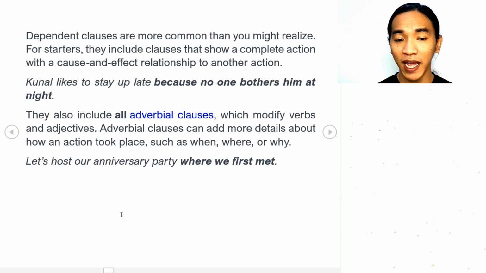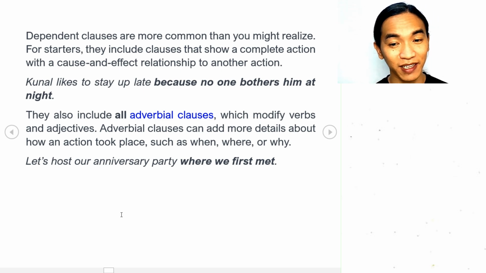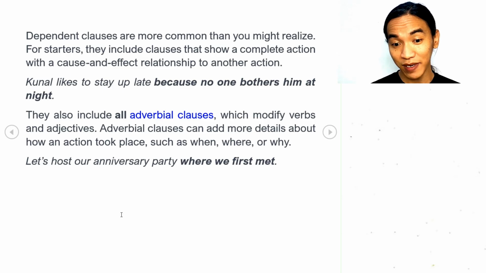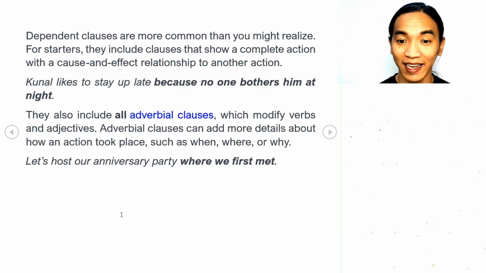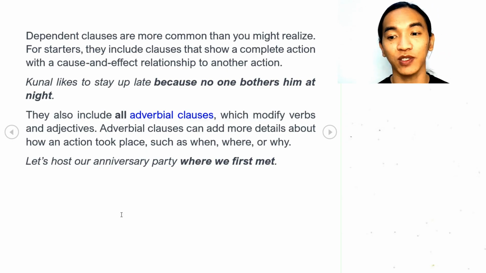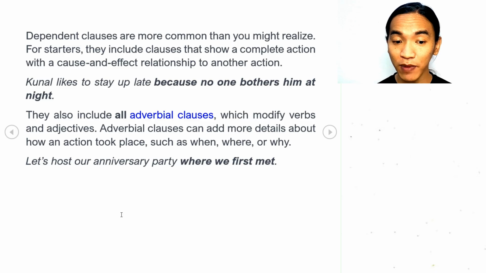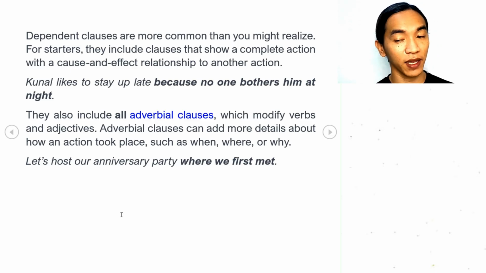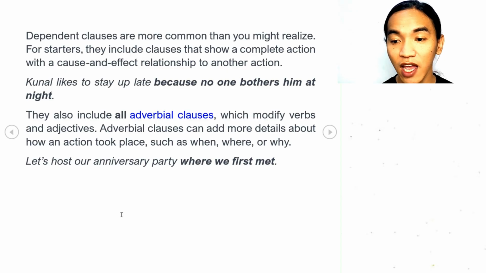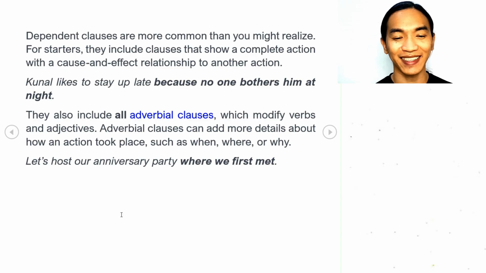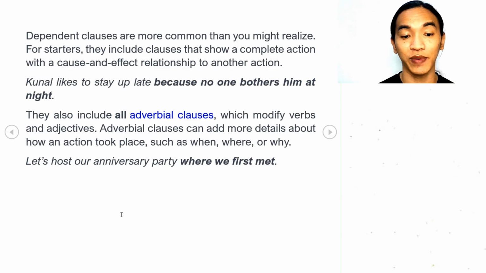Now, dependent clauses are more common than what you might realize, okay? For starters, they include clauses that show a complete action with a cause-effect relationship to another action. Like for example here, cause-effect relationship. Kunal likes to stay up late because no one bothers him at night. Okay, this is a reason.